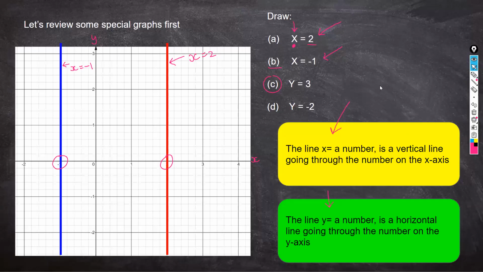So let me draw part C for you guys. I'm going to click on it. Look at it, guys. Look at the green line. You all notice y equals 3 is a horizontal line going through what? 3. Right? And I want you all to quickly try part D, and let's see if you get that correct. Y is equal to -2. Let me know when you are finished, right?